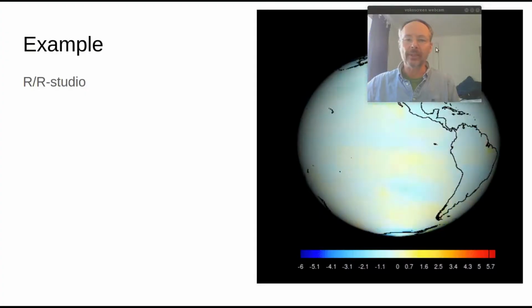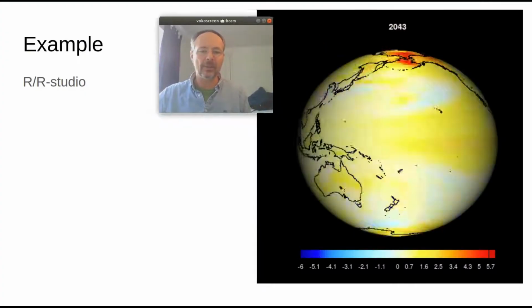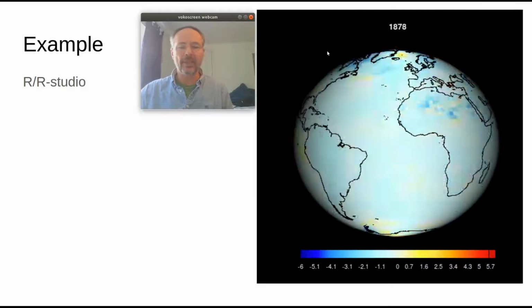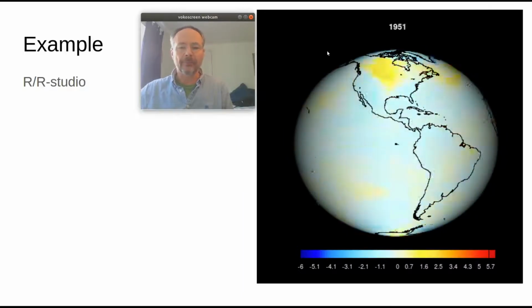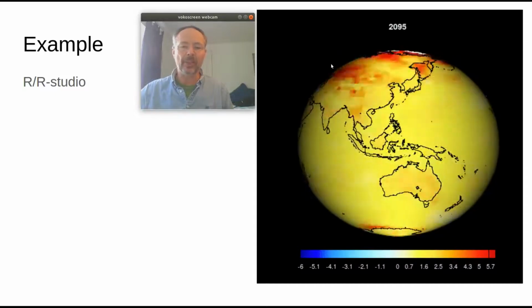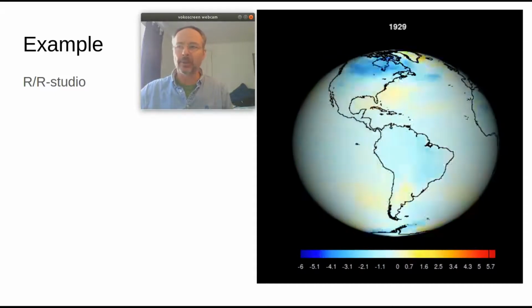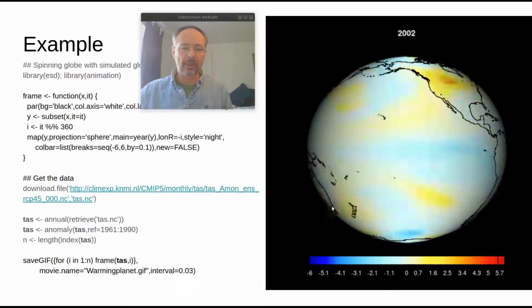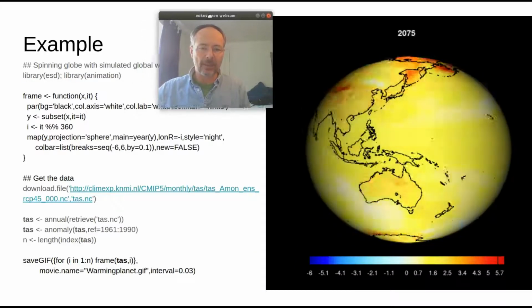So here we see an animation of the global warming simulated by a global climate model. And this animation was made only with a few lines of code, which I'm going to show you. So the code was able to fit within this page here.